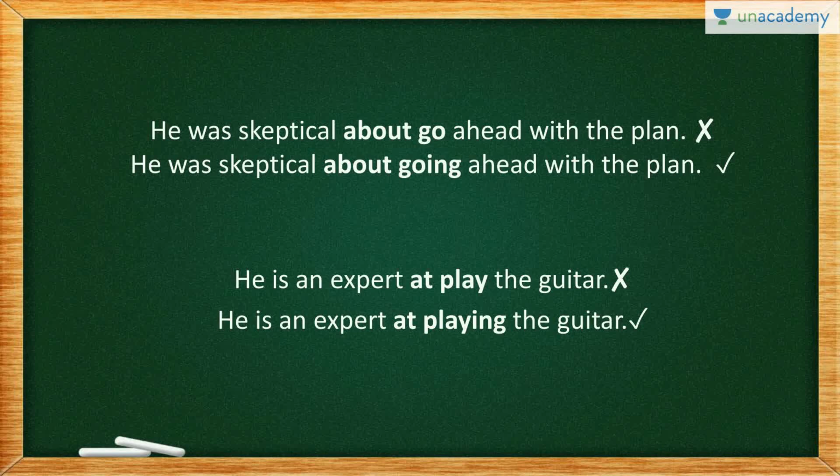Some more examples. He was skeptical about go ahead with the plan. Instead, you say he was skeptical about going ahead with the plan. We use it in the ing form. He is an expert at play the guitar. He is an expert at playing the guitar.